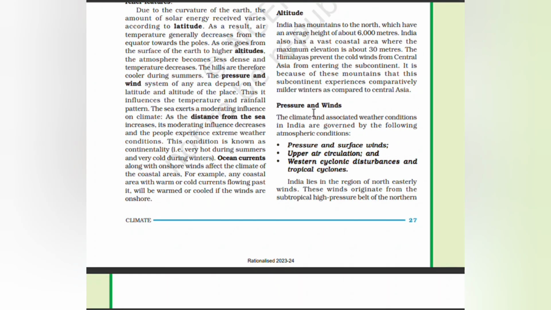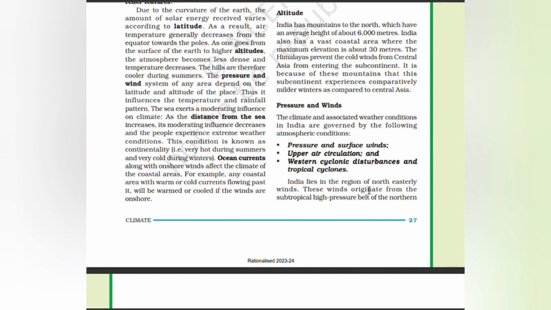Pressure and winds. The climate and associated weather conditions in India are governed by the following atmospheric conditions: pressure and surface winds, upper air circulation, western cyclonic disturbances and tropical cyclones.